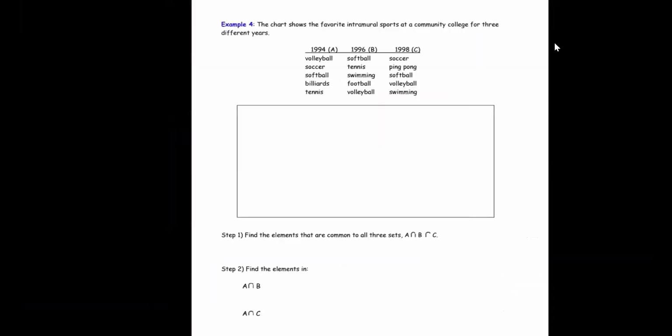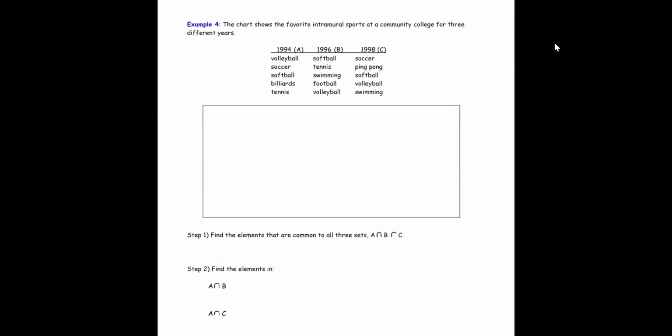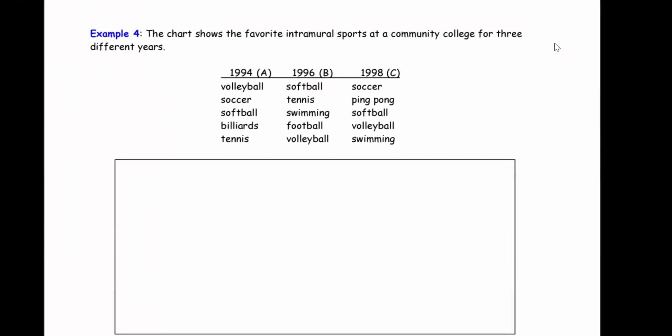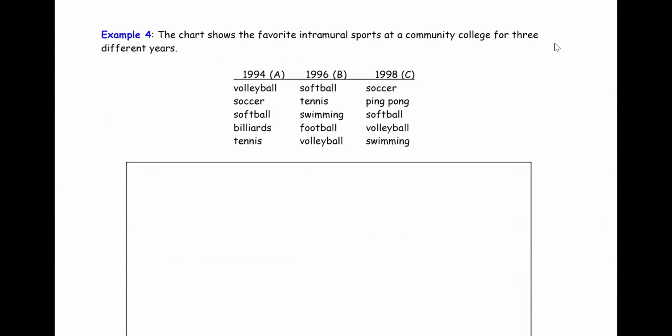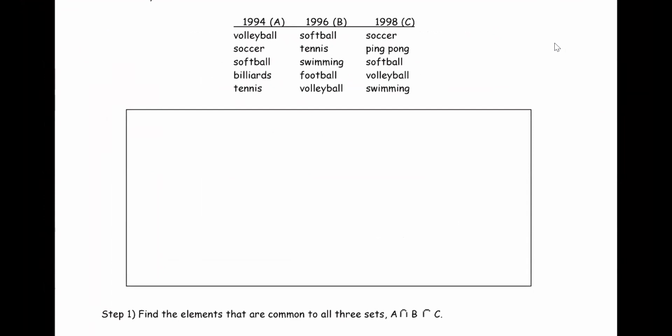All right, let's see what else we have. I think this is the last example. Yeah, this is the last example. The card shows the favorite intramural sports at a community college for 3 different years. You have set A, set B, set C. These represent different years. And then these are the sports that were offered. So let's just draw that Venn diagram.